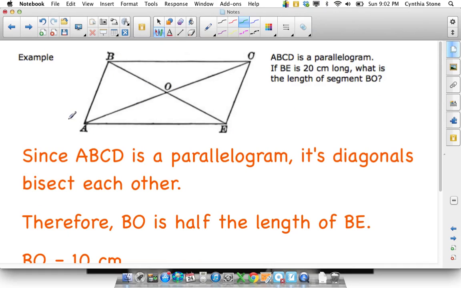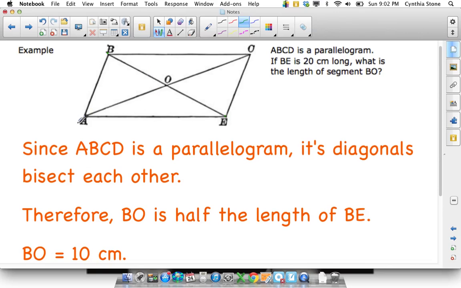And one more example. If we know that ABCD, so this whole piece, is a parallelogram, and I know that from here to here is 20 centimeters, what's this length? I know that you don't have to think very hard, but let's just go through why. ABCD is a parallelogram, so its diagonals must bisect each other. That means that this and this must be the same length, and this must be the same length. So if I know this whole length, BO must be half of it, and so BO must be 10 centimeters.